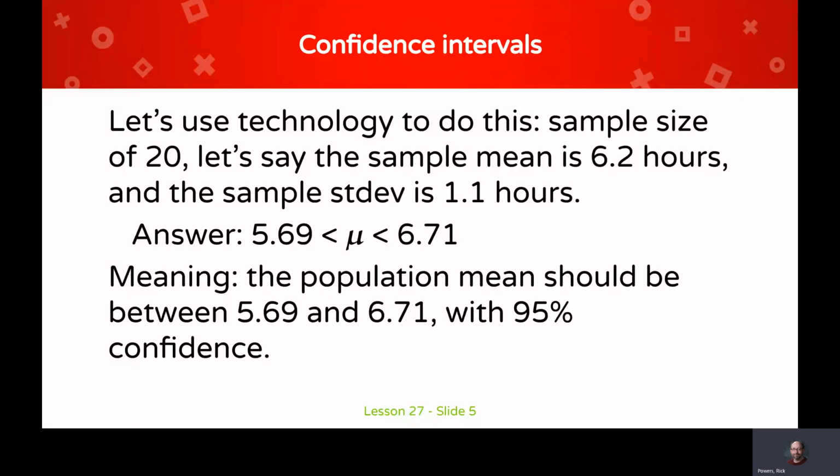Let's use technology to do this. Sample size of 20, let's say the sample mean is 6.2 hours, and the sample standard deviation is 1.1 hours. The answer: population mean, mu, is between 5.69 and 6.71 with 95% confidence.